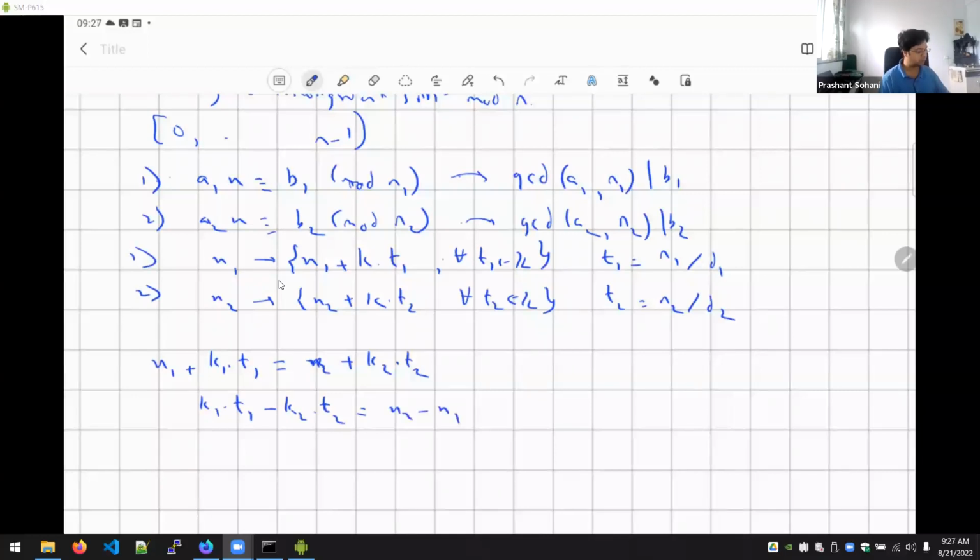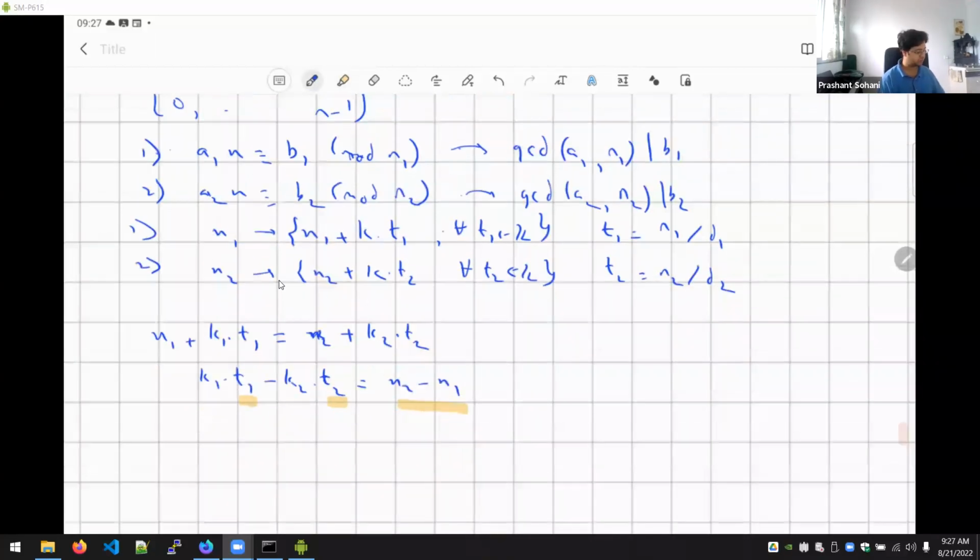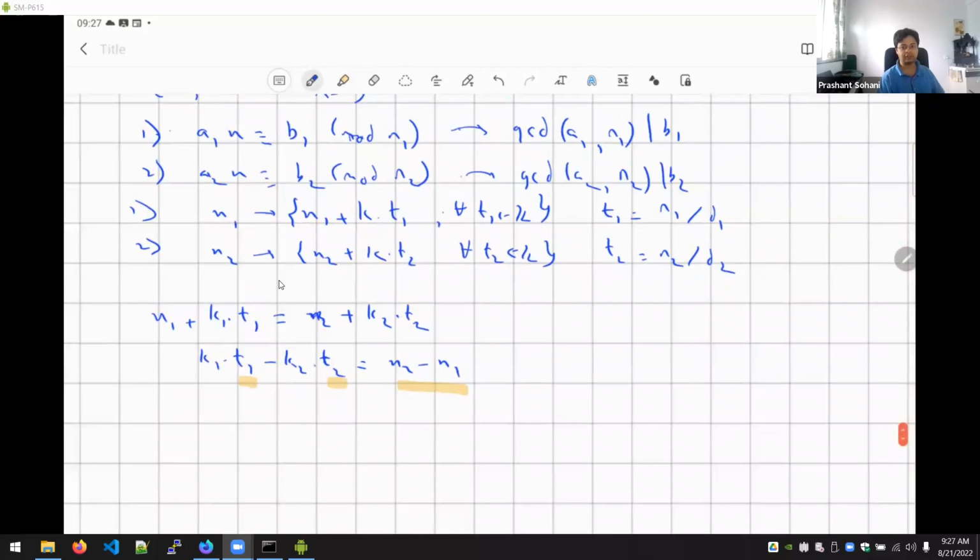So here, what are the things that you already know? We know t1, t2, and x2 minus x1. Therefore, k1 and k2 are the variables. And so, what is the condition under which this system has a solution? GCD of T1 and T2 divides x2 minus x1. Right. So if GCD of t1 and t2 divides x2 minus x1, then these are the solution.